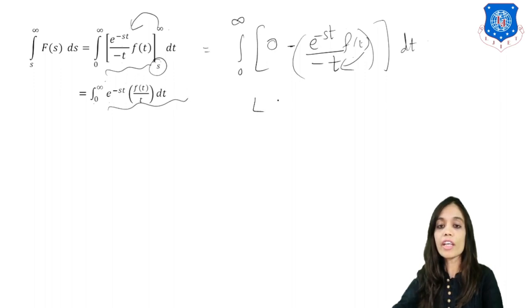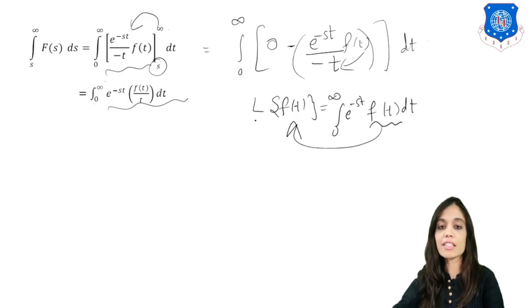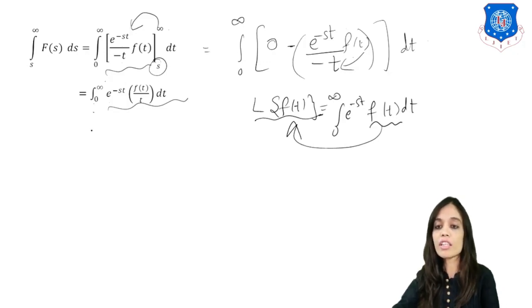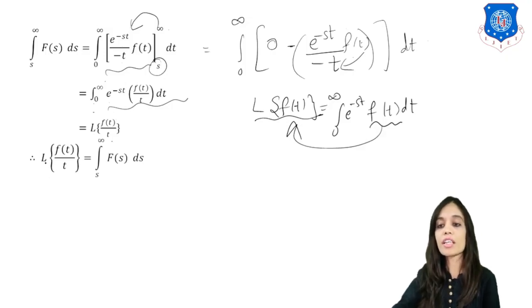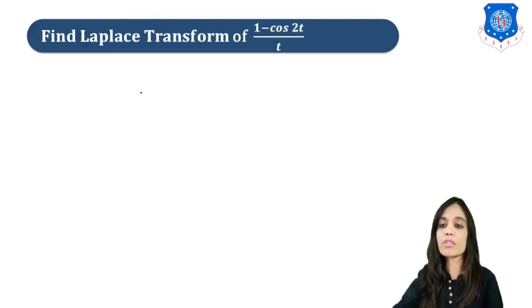Now we know whenever we find Laplace of f of t, we have integration 0 to infinity e raised to minus st f of t dt. That is, whenever we have f of t, we write it as Laplace of f of t. So in this we can write it as Laplace of f of t upon t. So in short, we can say that Laplace of f of t upon t is equal to integration s to infinity f of s ds. Fine. So let us understand this using examples.